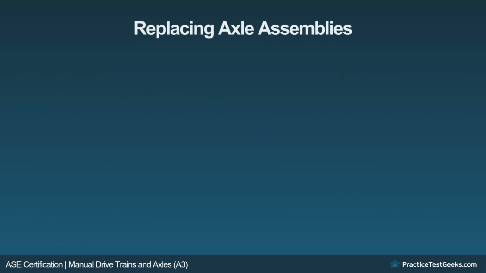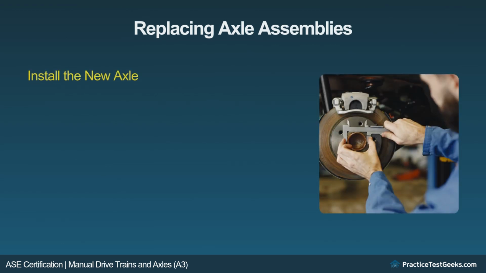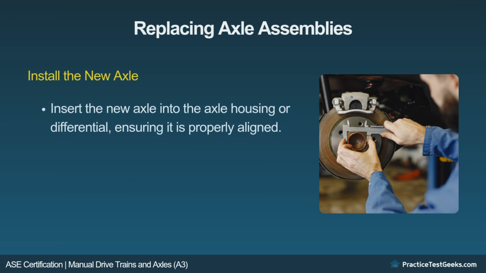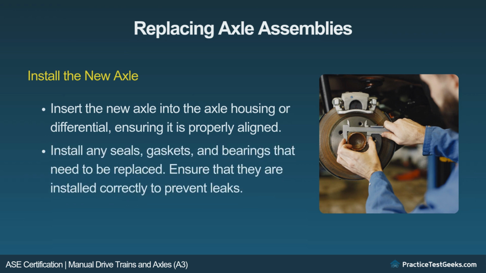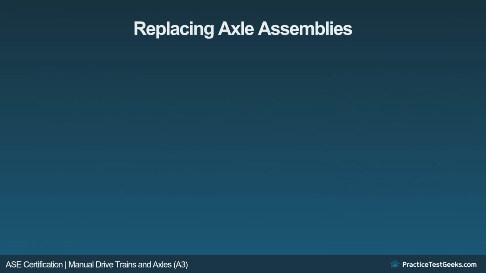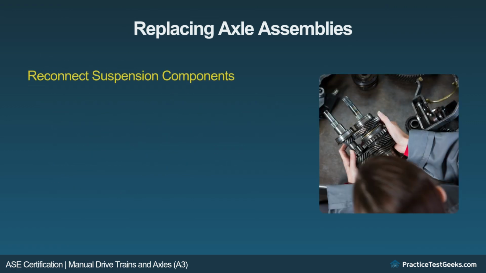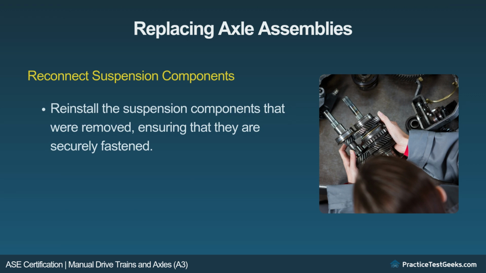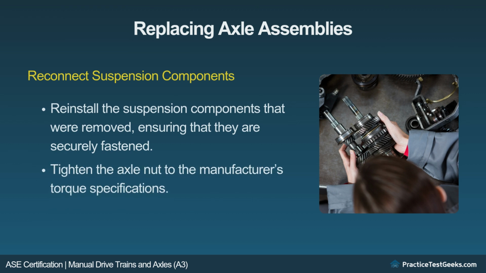Replacing axle assemblies. Install the new axle. Insert the new axle into the axle housing or differential, ensuring it is properly aligned. Install any seals, gaskets, and bearings that need to be replaced. Ensure that they are installed correctly to prevent leaks. Reconnect suspension components. Reinstall the suspension components that were removed, ensuring that they are securely fastened. Tighten the axle nut to the manufacturer's torque specifications.